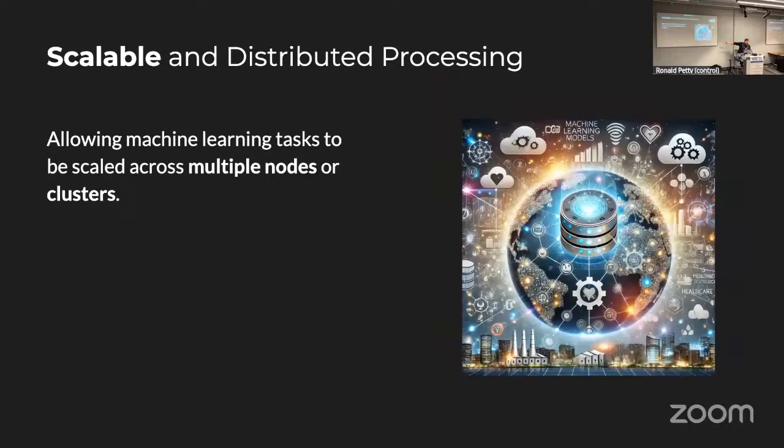Scalable and distributed processing. Do I need to go beyond a single machine, right? Especially when I cost optimize how I do things, or if I want my machine to be able to fail. If I'm doing a large scale training and a node goes down, I don't want to have to restart that training.